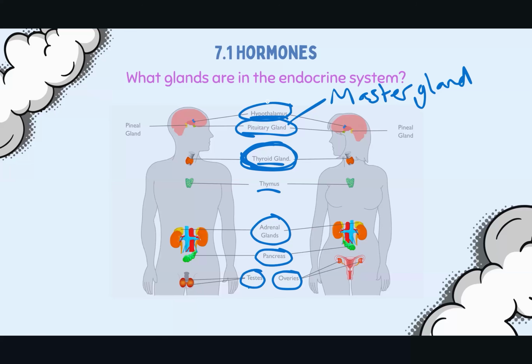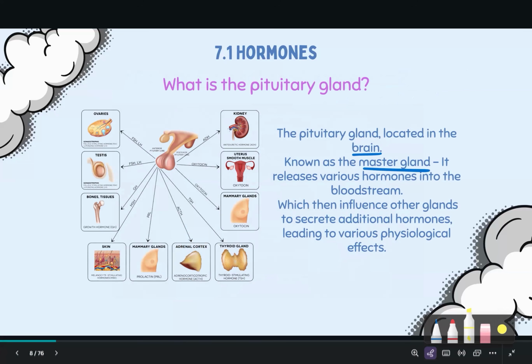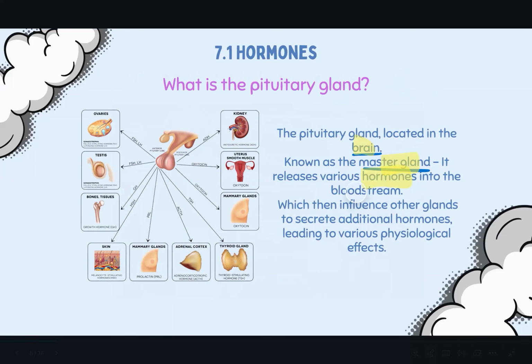Particularly, the hypothalamus is more of a triple element there, but the remaining will come into combined as well. So the pituitary gland is located in the brain. It's known as the master gland. It releases various hormones into the bloodstream. Those hormones influence other glands to secrete additional hormones.